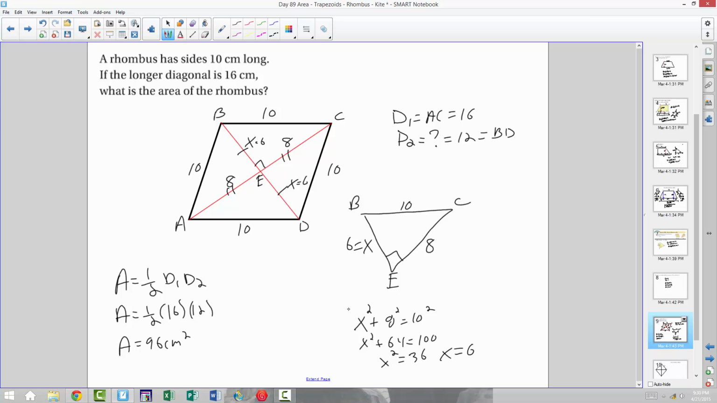So you can use the Pythagorean theorem or trigonometry or special right triangles to solve for a missing part of a diagonal.